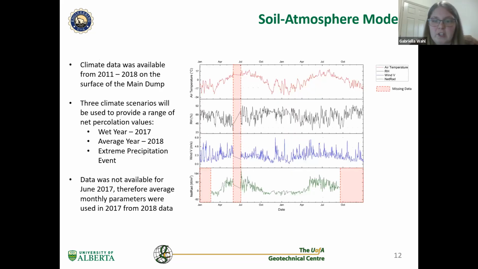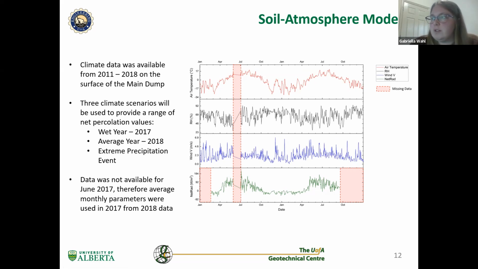And so just thinking about the bigger picture for this research project, it is beneficial to run multiple climate scenarios in order to provide a range of these boundary conditions so that they can test the rigor of their model and different outflows from the waste rock pile. So 3 climate scenarios have been chosen, which is a wet year, an average year, and then an extreme precipitation event. And so just as a note, as you can see in the figure here, data from June of 2017 was missing, so both meteorological and precipitation.